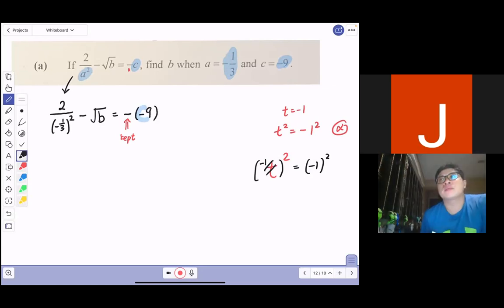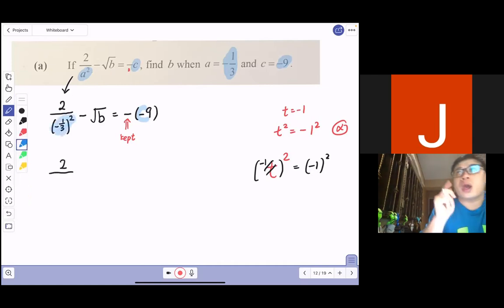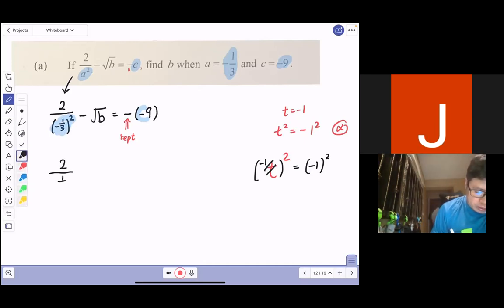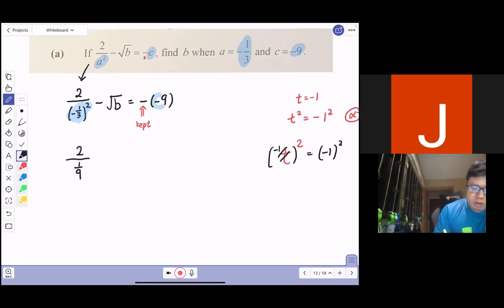Okay, so far? Okay. So from here, negative 1/3 square: when you square a negative number, it's going to become positive. So this is 2 divided by 1 over 9. If you are not very familiar, just take this and key it into the calculator, and you should be able to get the answer. Minus square root b, negative of negative, this is actually positive 9.